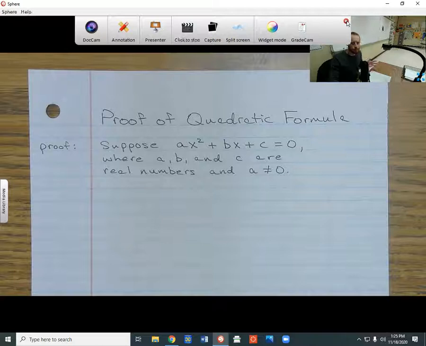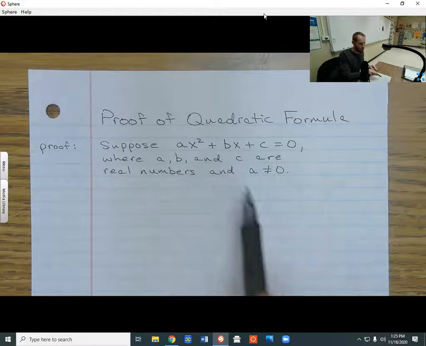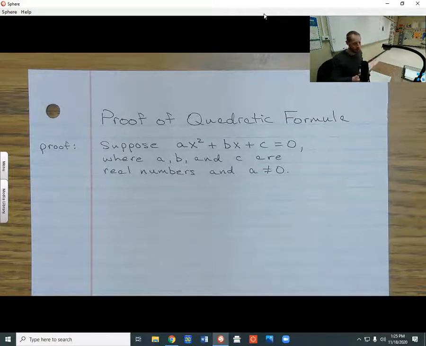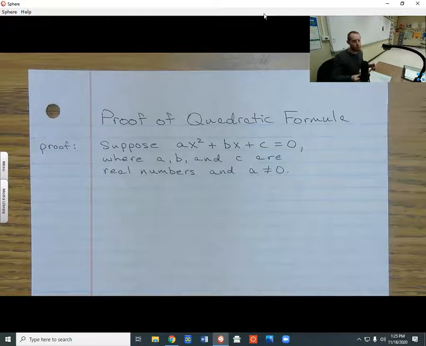Of the quadratic formula. What I decided to do today was the proof, just to show you how it goes and why the quadratic formula is how it is. So right here, I've got the standard quadratic equation: ax squared plus bx plus c equals 0. As you know, x is the variable, and a, b, and c are all real numbers.